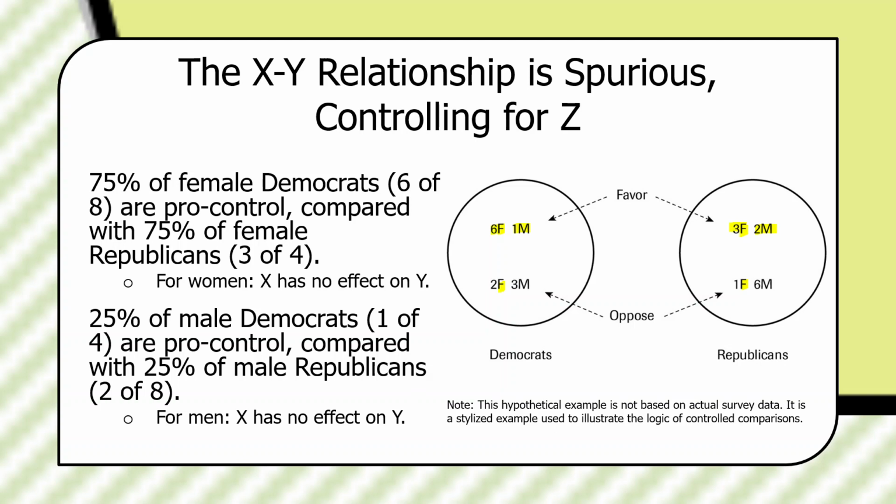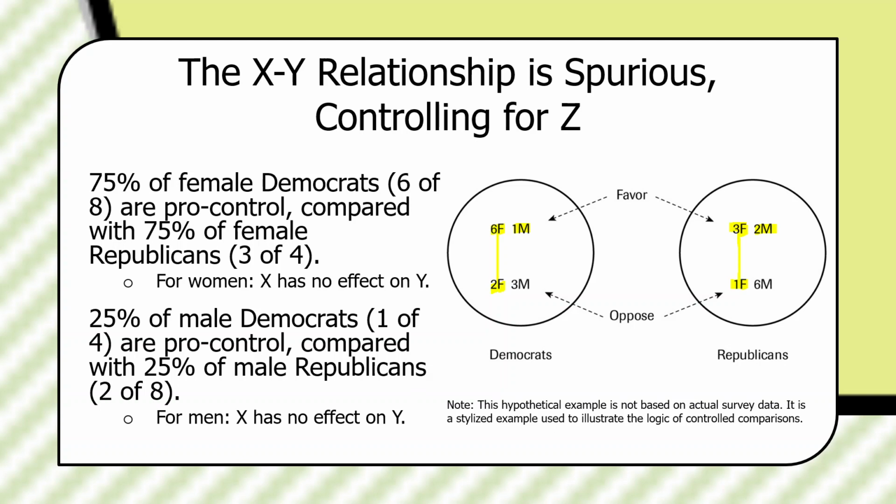What percentage of female Democrats are in favor of control? Well, we've got 6 out of 8, which is 75% of female Democrats in favor of control, and then you've got 3 out of 4 of the female Republicans, which is also 75%. So if you hold gender constant for females and you move across values of partisanship, there's no effect of partisanship. The same percentages of women in both parties favor control.